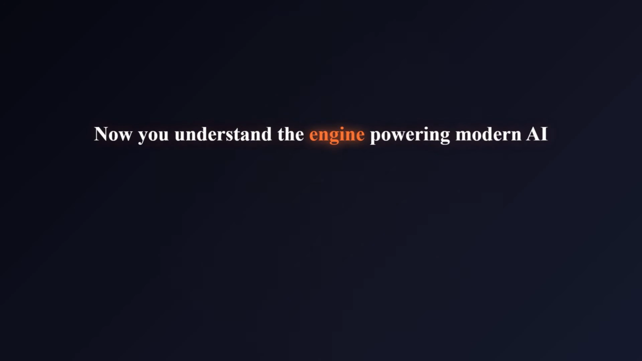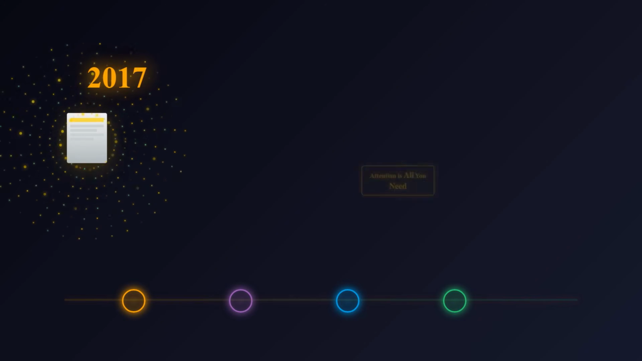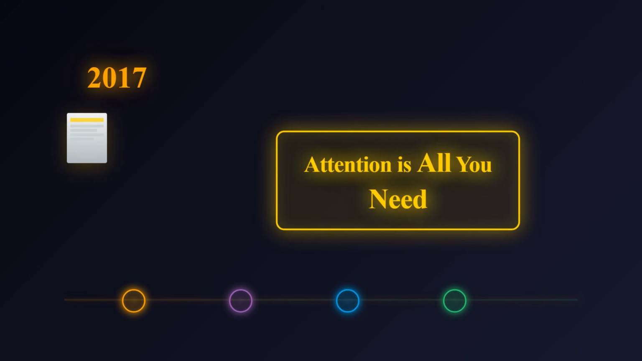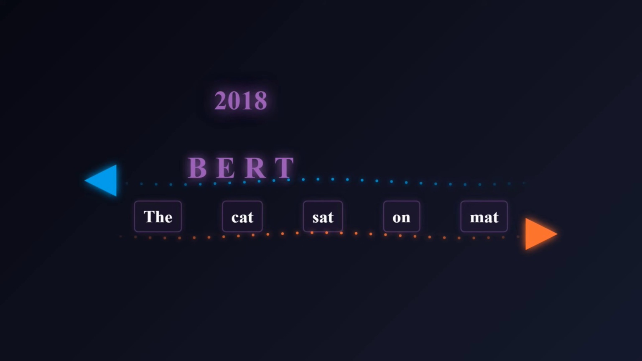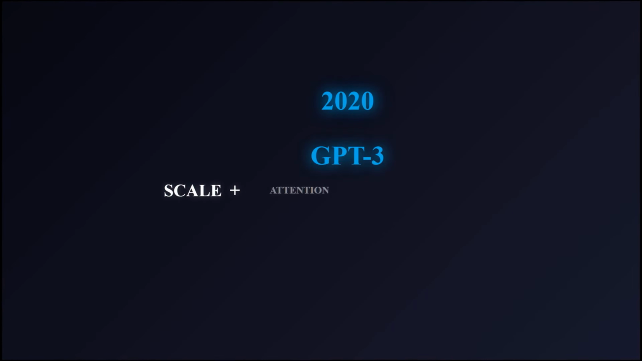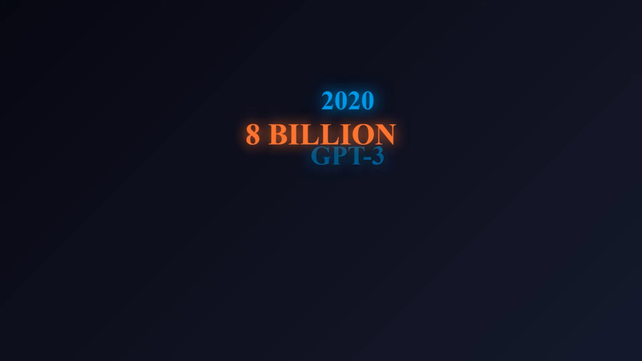Now you understand the engine powering modern AI. Let's see how this mechanism conquered the AI landscape. 2017. The Transformer paper introduces "Attention is all you need." Machine translation quality jumps overnight. Google Translate is transformed. 2018. BERT arrives. Bidirectional attention understands context from both directions. 2020. GPT-3 shows that scale plus attention equals emergent abilities.